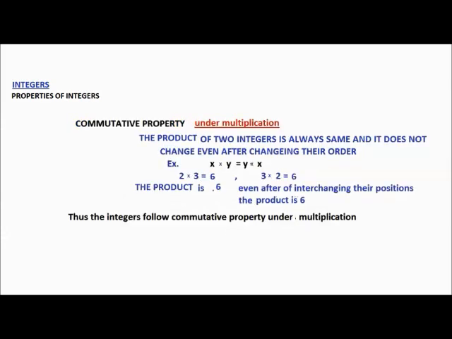Commutative property under multiplication. The product of two integers is always the same and it does not change even after changing their order. Example, x into y is equal to y into x. So we see this example, 2 into 3 gives 6, and if we change the order, 3 first, 3 multiplied by 2, that becomes 6. The product is 6. Even after interchanging their position, the product is 6. Thus the integers follow the commutative property under multiplication.